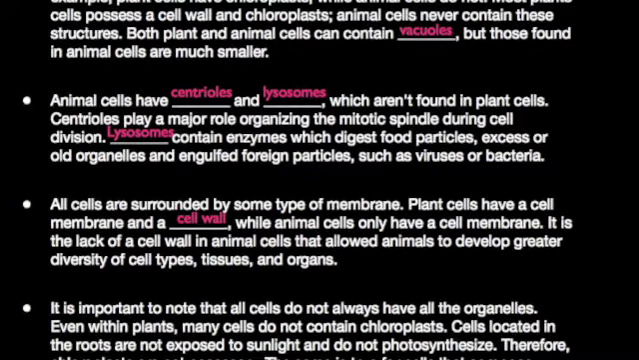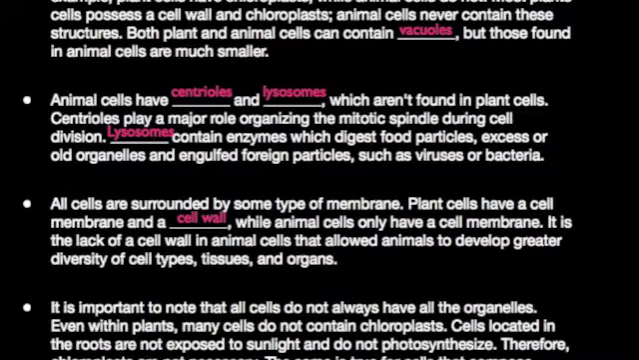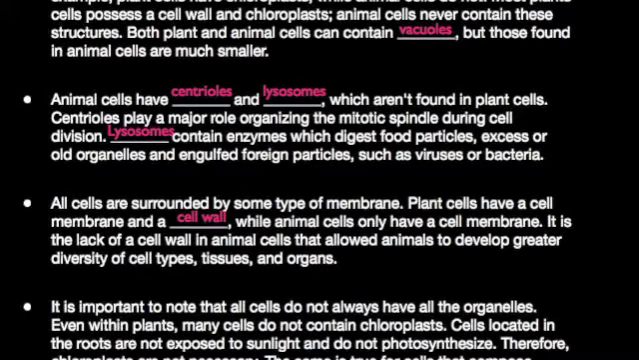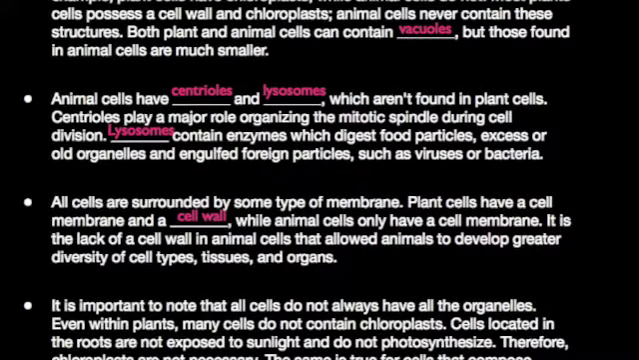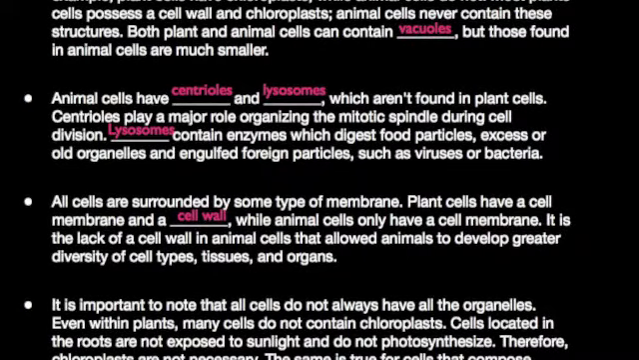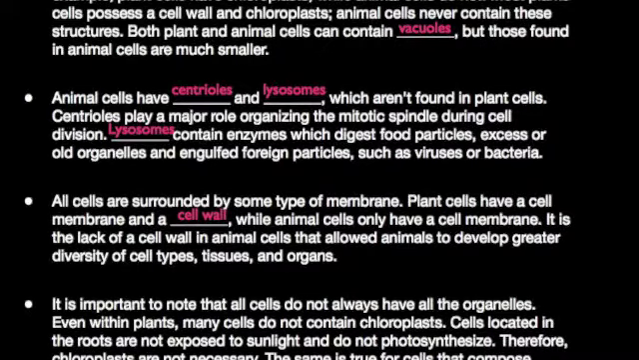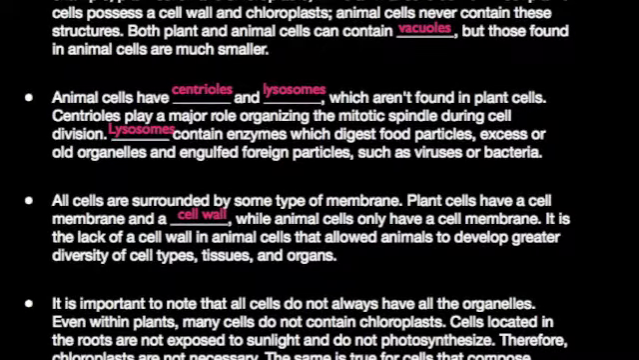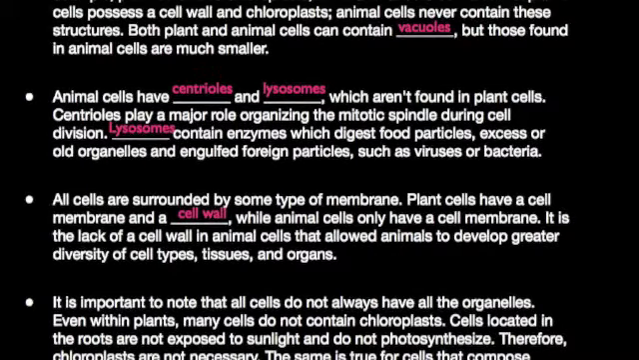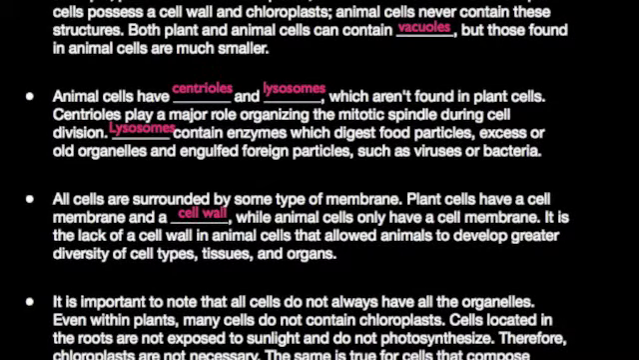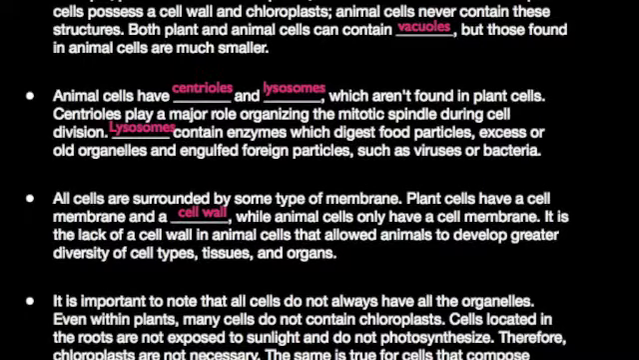Even within plants, many cells do not contain chloroplasts. Cells located in the roots are not exposed to sunlight and do not photosynthesize. Therefore, chloroplasts are not necessary. The same is true for cells that compose animals and all other complex organisms. Cells within multicellular organisms are highly specialized for the specific function they perform.